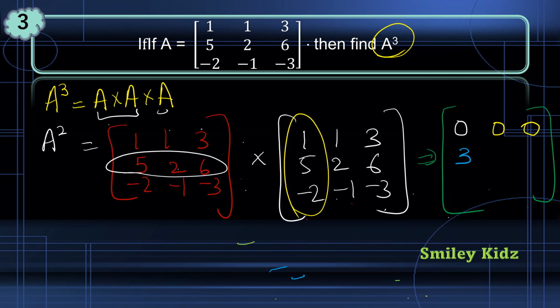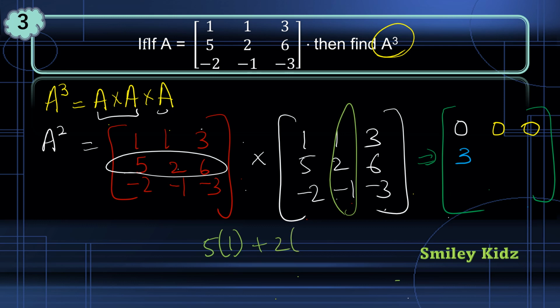Then let's move on to the second column over here. This is our second column. So 5 into 1 plus 2 into 2 plus 6 into minus 1. 5 plus 4 minus 6. That will be 3 again.